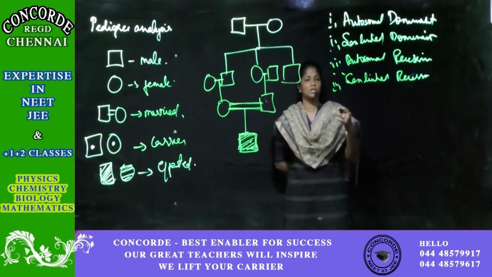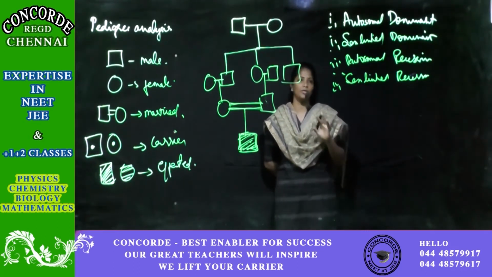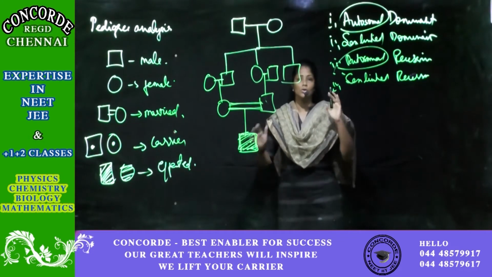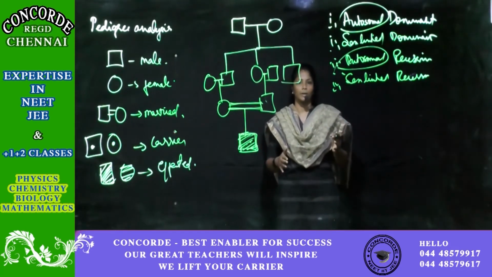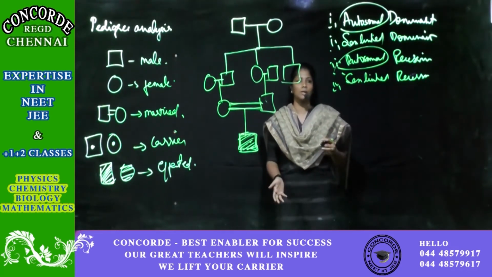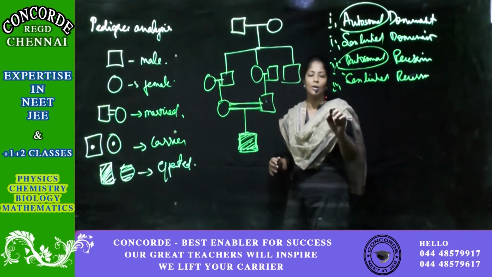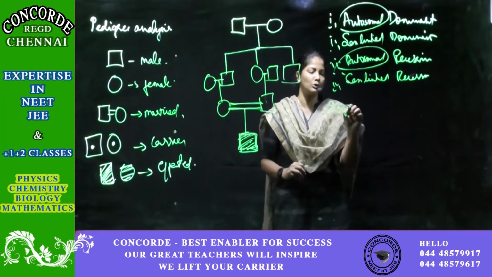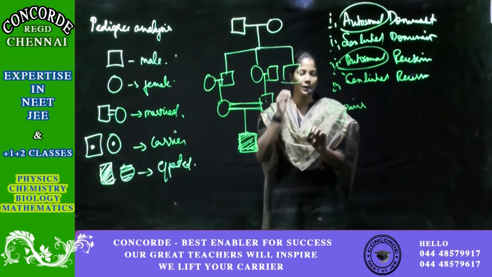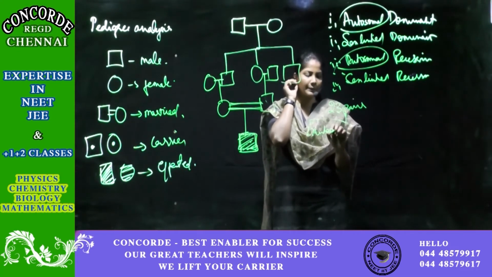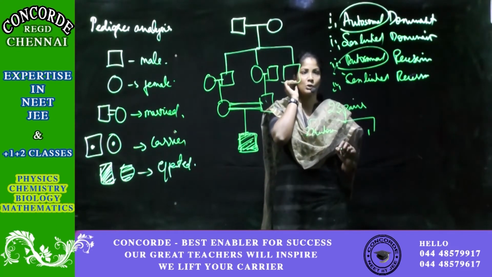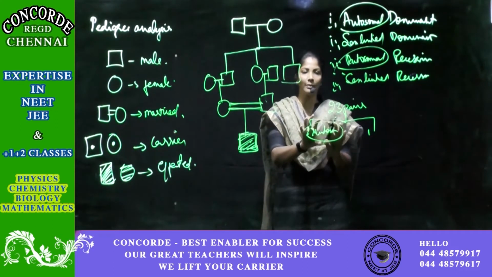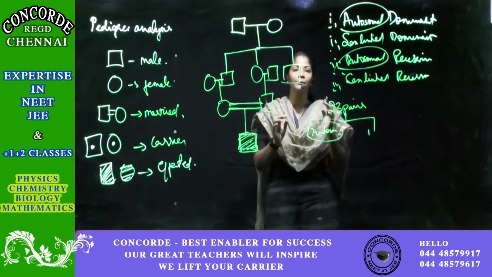The criteria which will help you in analyzing: first, if it is an autosomal disease, there is no difference between men and women. All are equally affected. We have a total of 23 pairs of chromosomes; 22 are autosomes and 1 pair is the sex chromosome. These 22 autosomes are common for both men and women, so a problem in autosomes affects both equally.